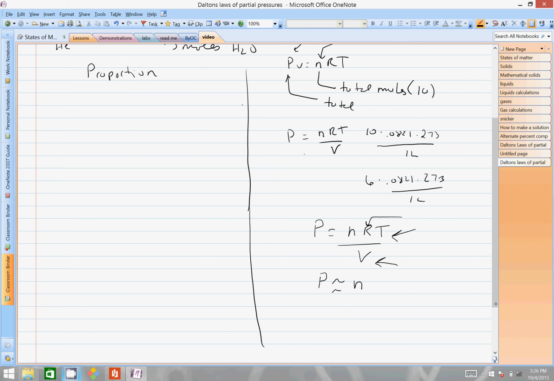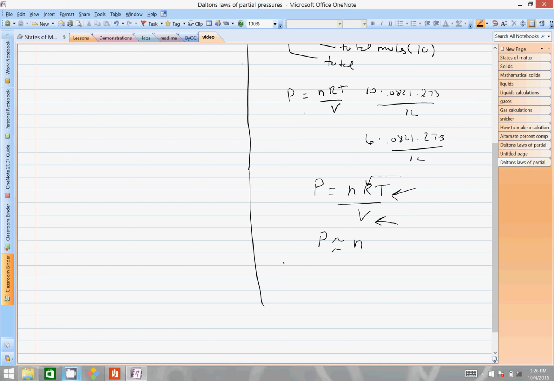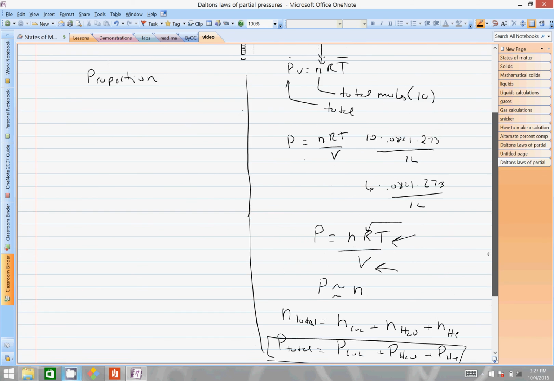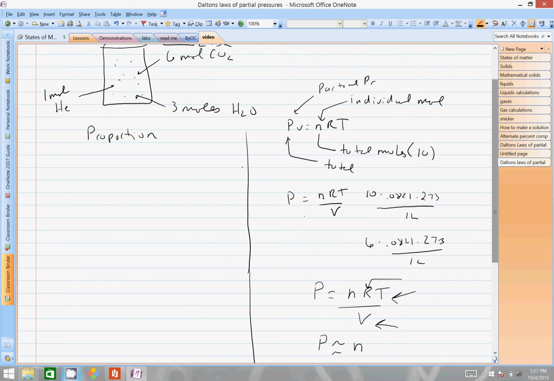Okay, so this is where Dalton's law of partial pressures comes in. Dalton said, okay, well, n total, the total number of particles, is equal to the moles of the carbon dioxide plus the moles of the H2O plus the moles of the helium, is what I had in my example. And therefore, the pressure total is equal to the pressure of the CO2 plus the pressure of the H2O plus the pressure of the helium. This is essentially Dalton's law of partial pressures. And very useful in various parts of chemistry, not something that would go away.